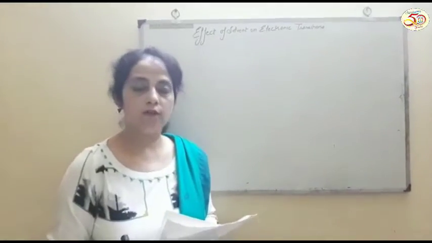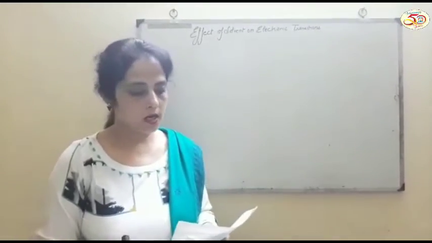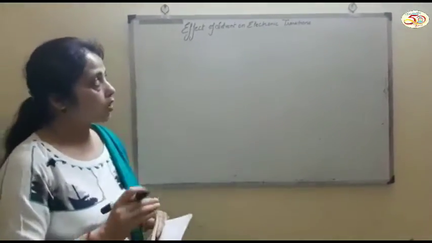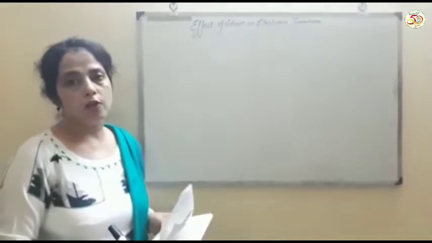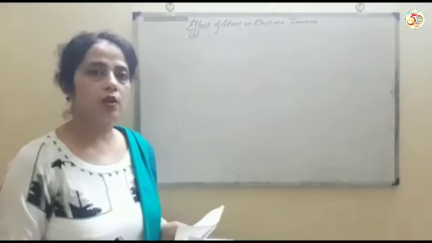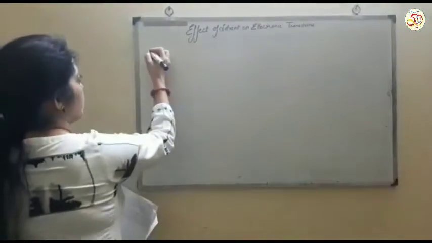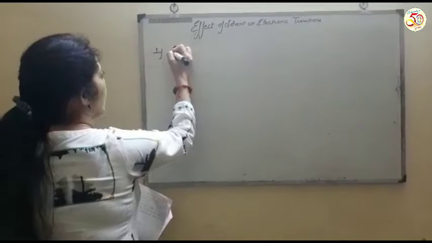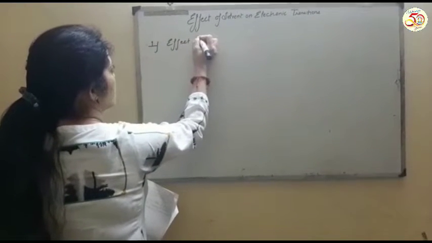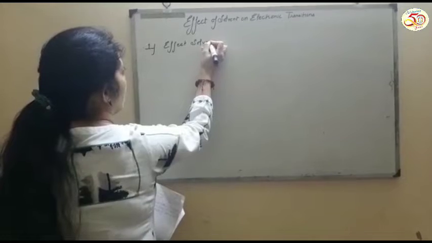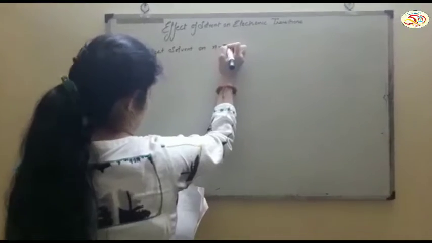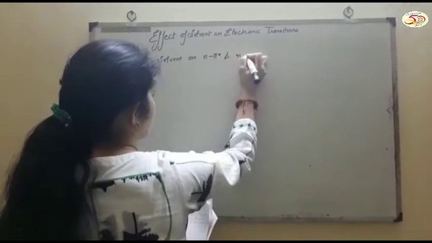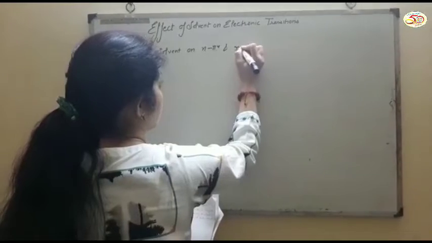Now we will study the effect of solvent on the electronic transitions. Solvent is very important to study the UV sample. Solvent polarity affects the extent of electronic transition depending upon which transition is taking place. For example, first category, effect of solvent on n to pi star and n to sigma star transition.